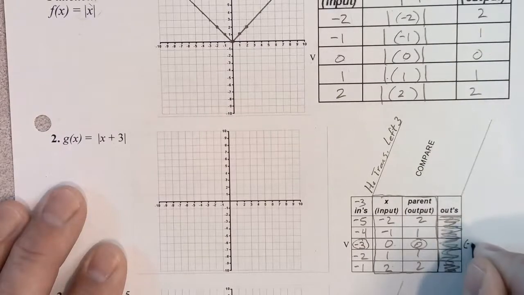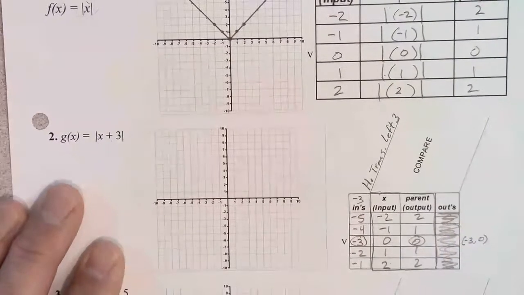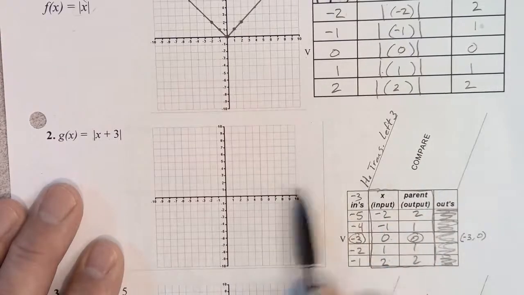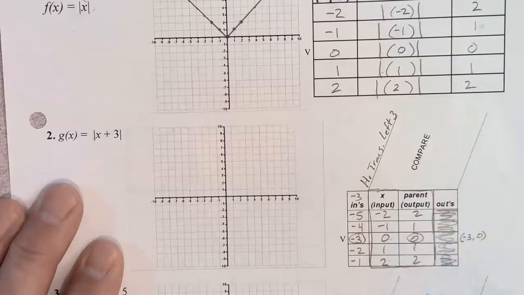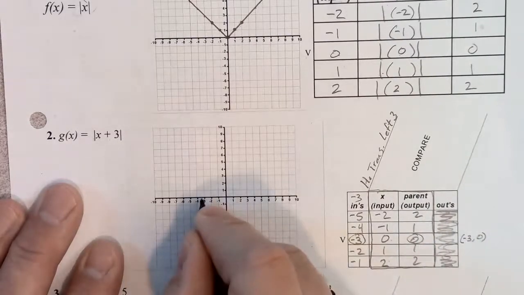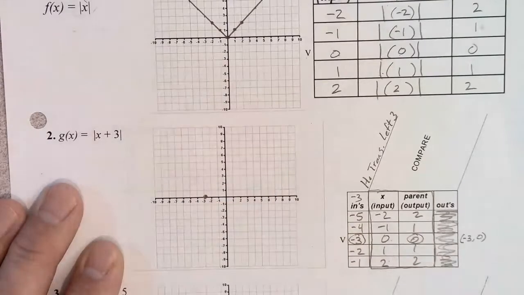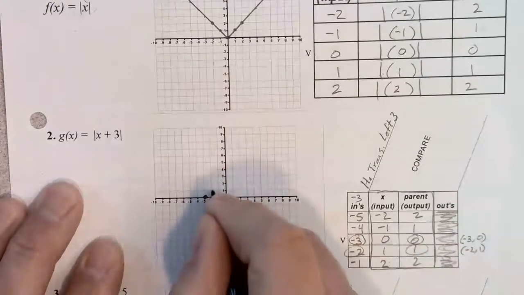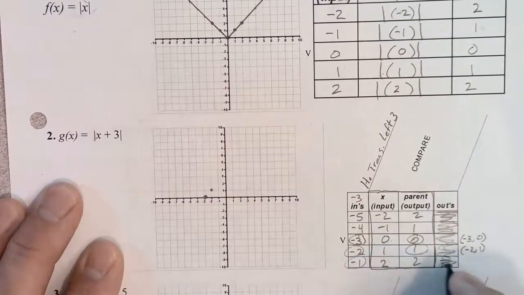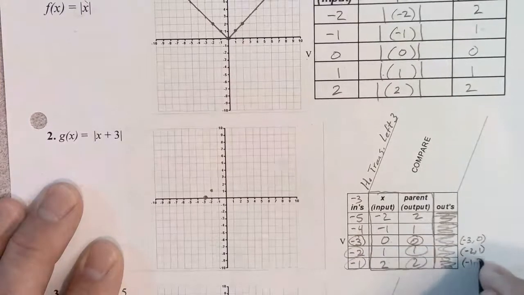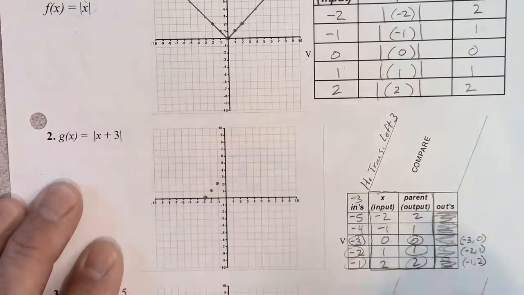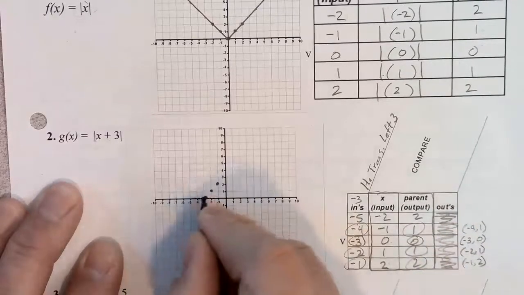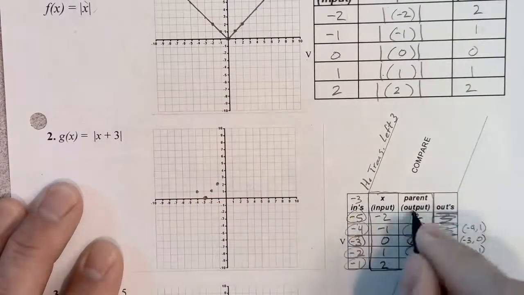If it helps to write out the ordered pair on this one off to the side, you could do that. That's -3, 0. I'm just looking at the farthest left column and the farthest right column. That's your ordered pair. So -3, 0 is my vertex. -2, 1. -1, 2. -4, 1. And -5, 2.